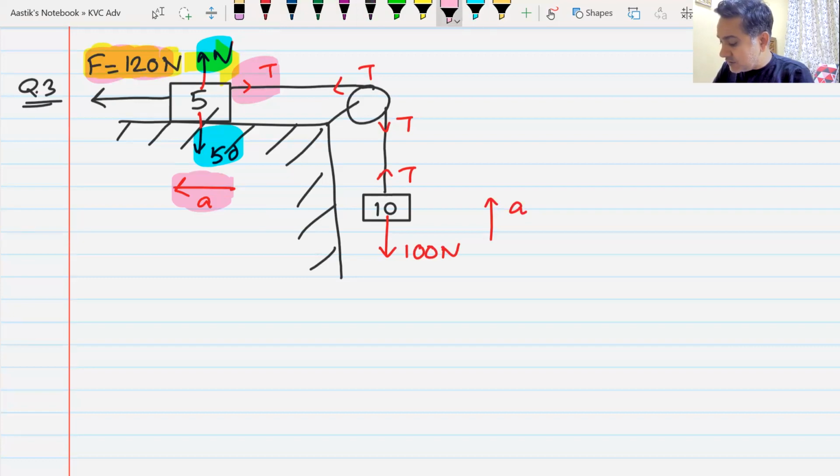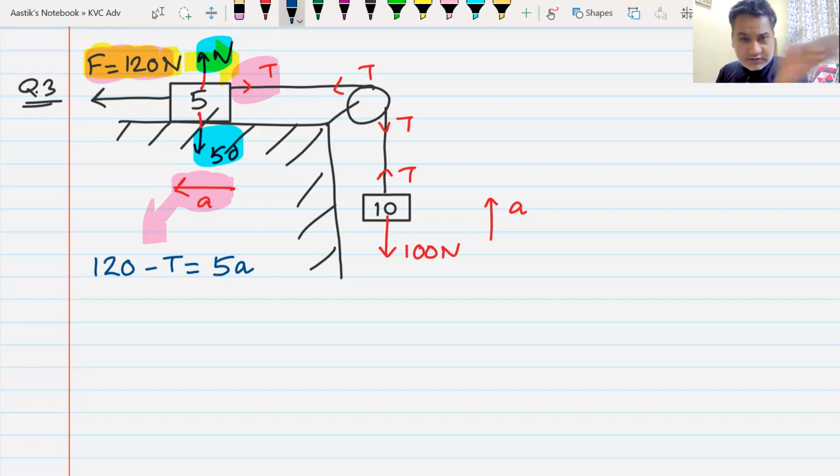Let me write the equation. I think the mic is not working. The equation for this block is 120 minus T is equal to 5A. Yes or no? 120 in this direction, T in this direction, acceleration is in this direction.